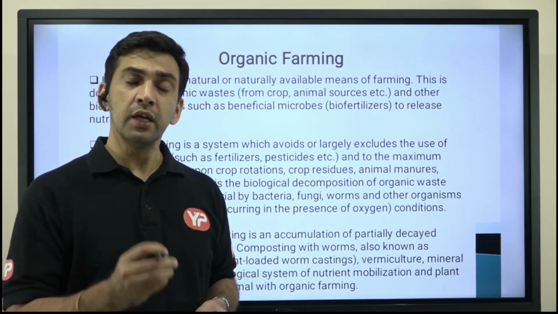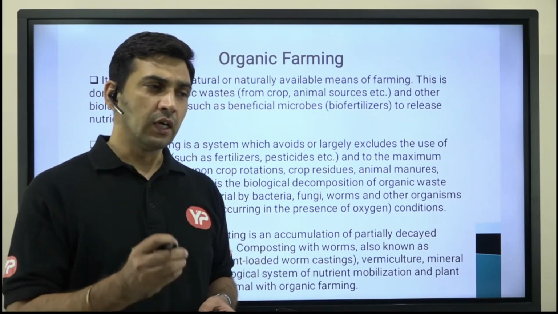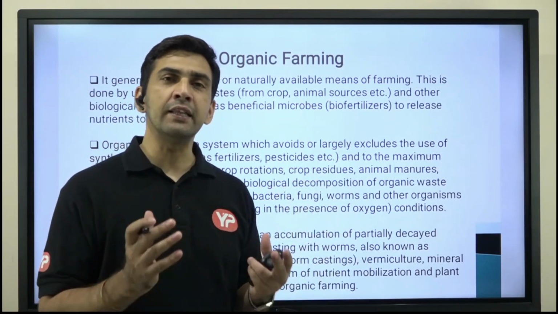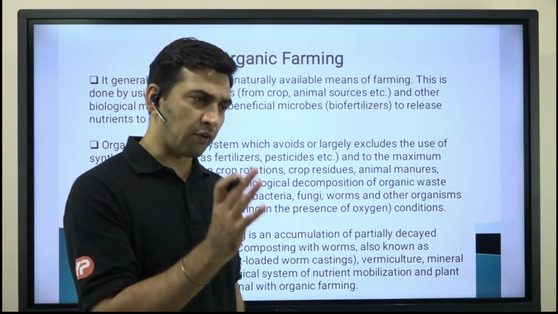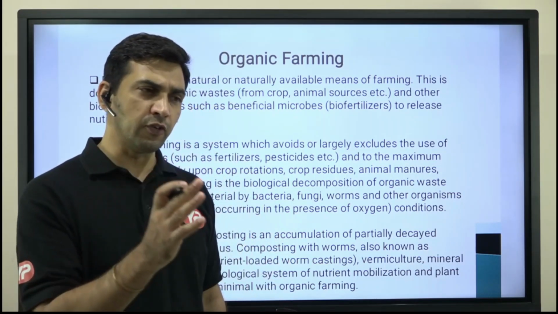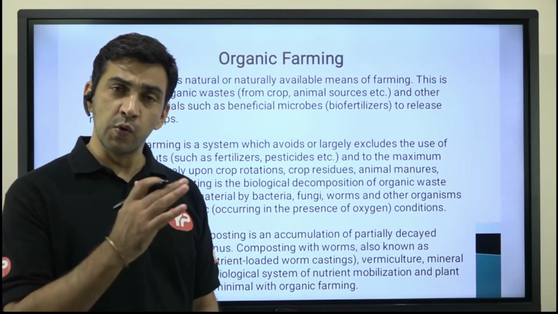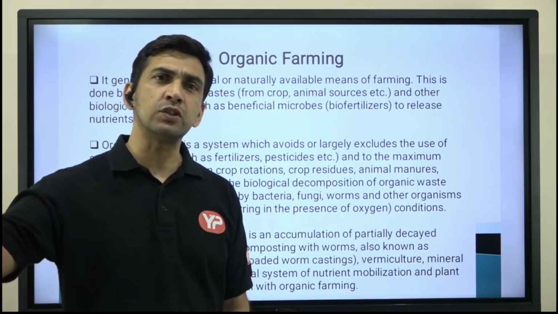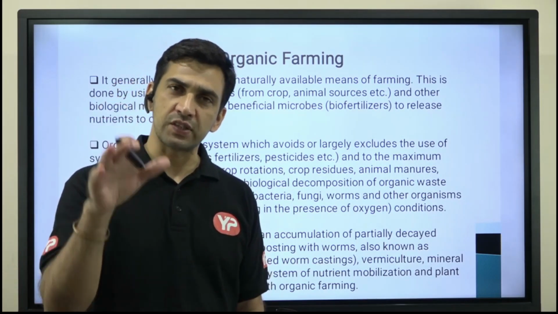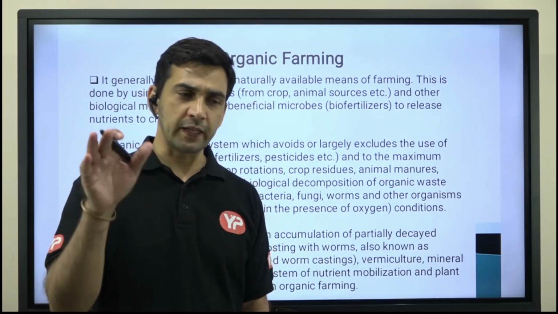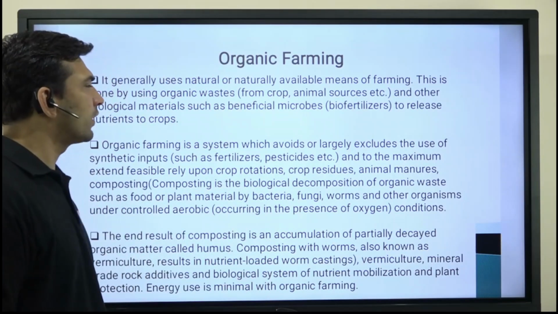In addition to it, we will also follow all those practices which will try to maintain the nutrients of the soil. If by adopting those practices we maintain the nutrients in the soil, then obviously our dependence on artificial or chemical based fertilizers and pesticides is going to decrease, right? So that is what we call organic farming.